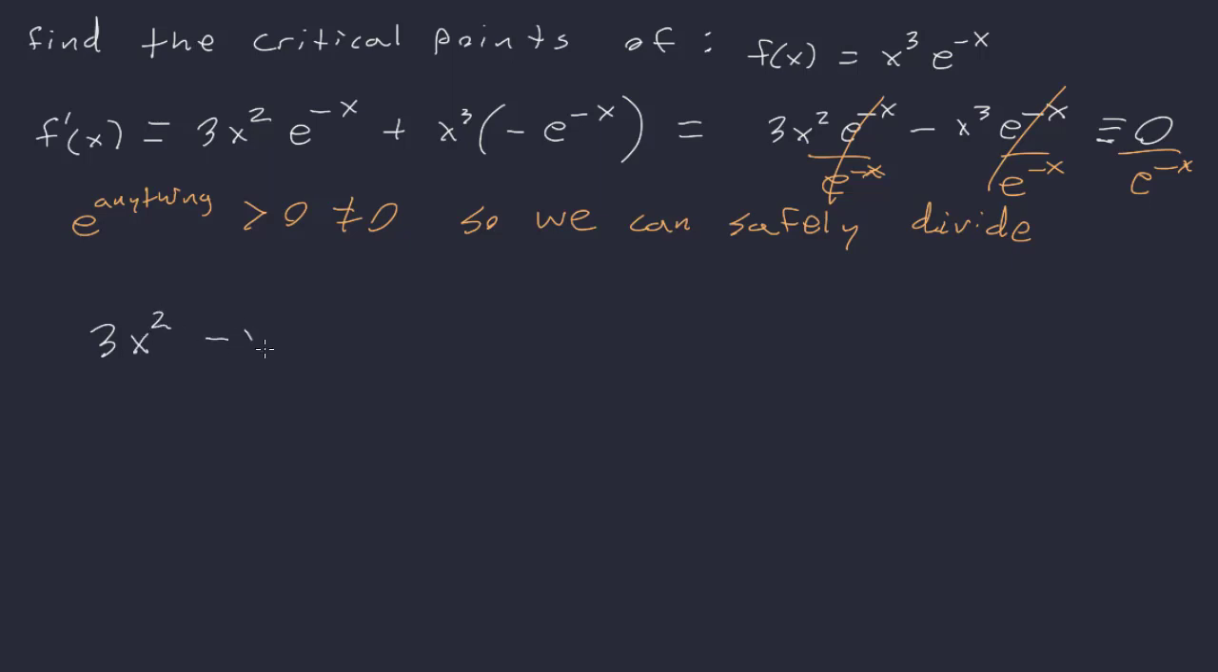3x squared minus x cubed is equal to 0. And now we can just factor out the x squared to get x squared times 3 minus x is equal to 0. So using the zero product principle, x squared is either equal to 0 or 3 minus x is equal to 0. So x is either equal to 0 or 3. So these are the critical points.